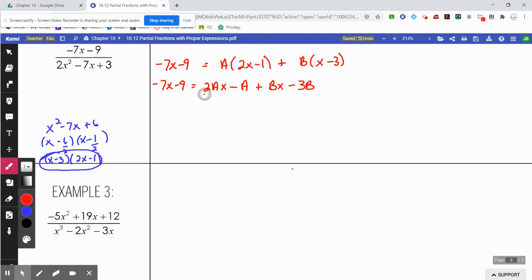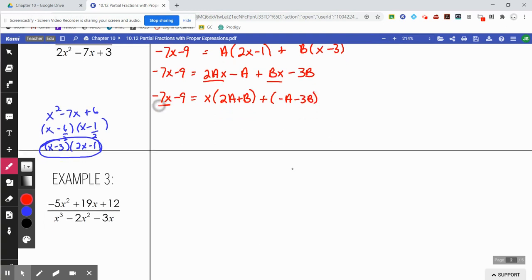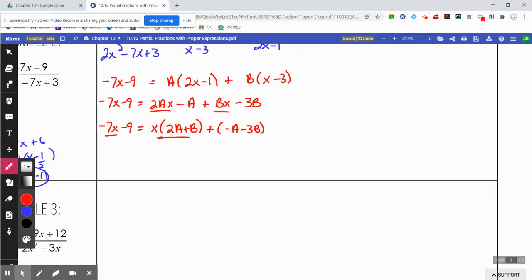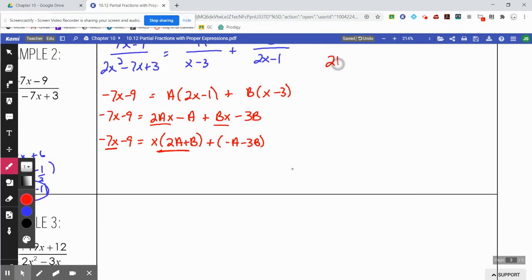Let's group our x stuff together, and while we group it together, let's factor that x value out. So you'll have x times 2A plus B, and then everything else we're just going to group together as well, and that would be a negative A and a negative 3B. Match up your x stuff, and that shows us that 2A plus B will equal whatever's in front of the x, which is a negative 7. And our constant term will equal this constant term. So negative A minus 3B will equal negative 9.